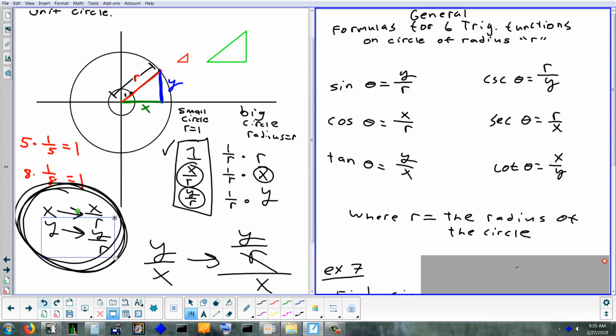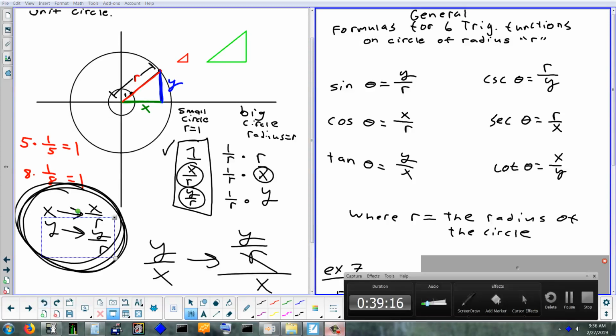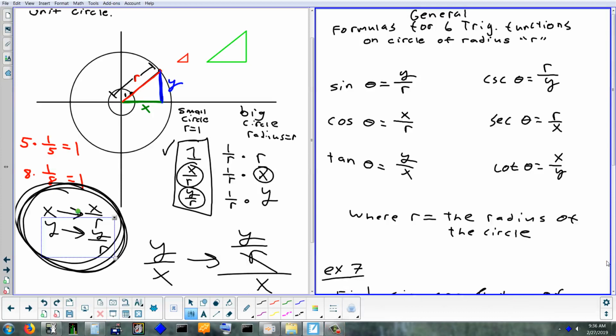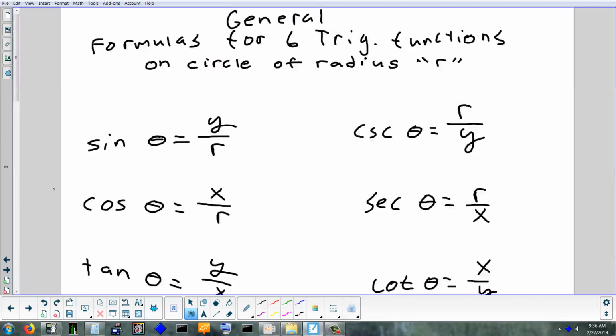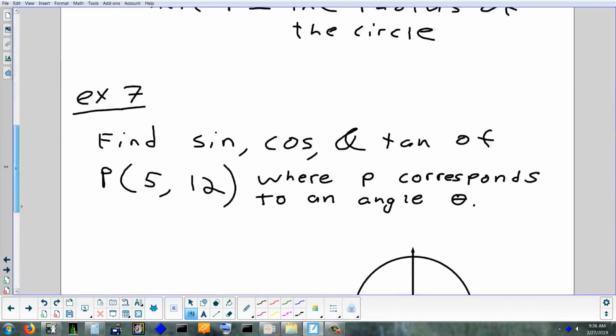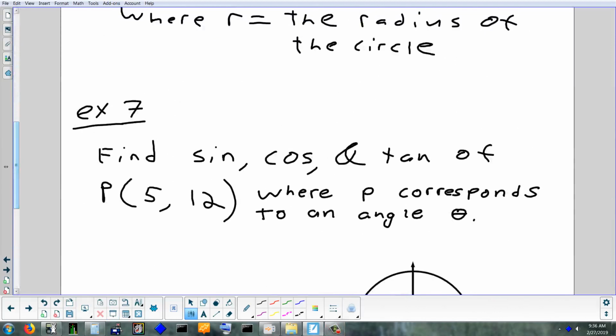Okay, so let's try an example. We'll do one example for this, and then we're going to finish up with the calculators. Okay. So, example 7. I'm not going to do all 6 trig functions. I'm just going to do the sine, the cosine, and the tangent. And they're giving me the coordinate. That's one thing that they always do. If you're working on a circle that's not the unit circle, they have to give you the coordinate. They're not going to tell you to find it.